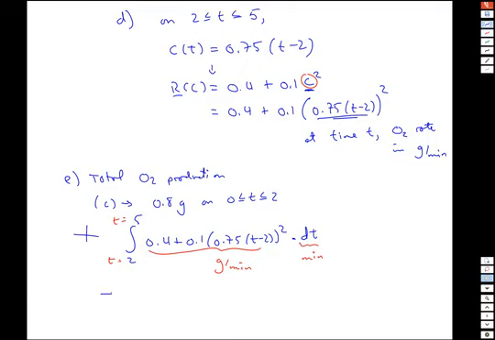And so we have to evaluate that integral. It's not horrible, it's a quadratic. But once we evaluate that integral, it's going to give us a mass in grams of oxygen. We add it to the 0.8 we found for the first 2 minutes, and that sum is the total oxygen production in the whole scenario.